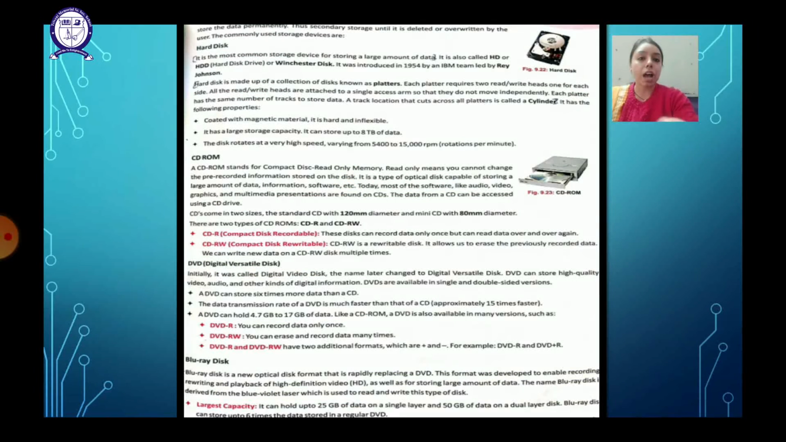So first we have the hard disk. Whenever we save a file inside the computer, it goes to the hard disk, that is HDD, which is also known as the hard disk drive. It was introduced in 1954. It is made up of disks known as platters, and each platter requires two read-write heads, one for each side. All the read-write heads are attached to a single axis arm so that they do not move independently.